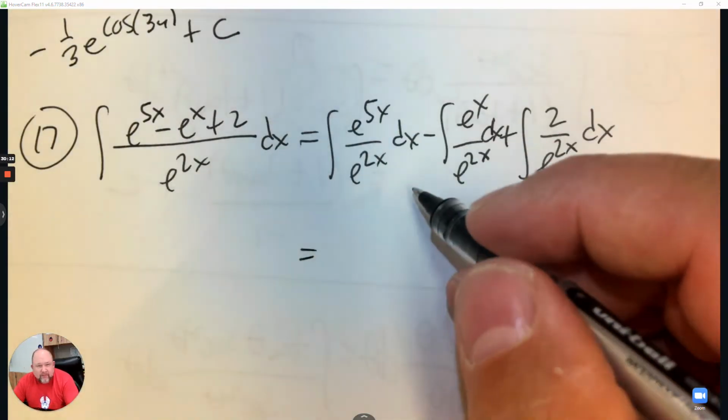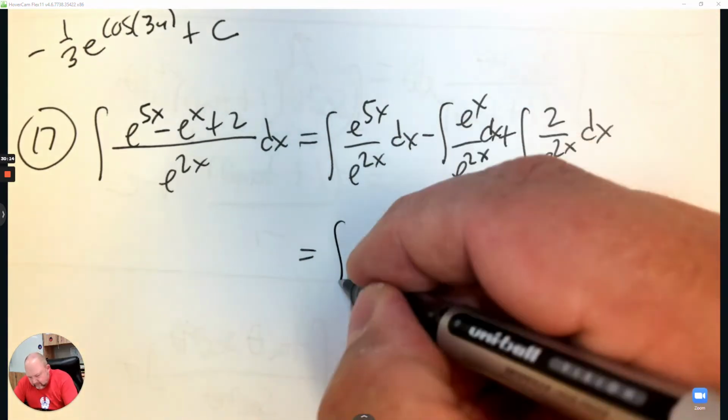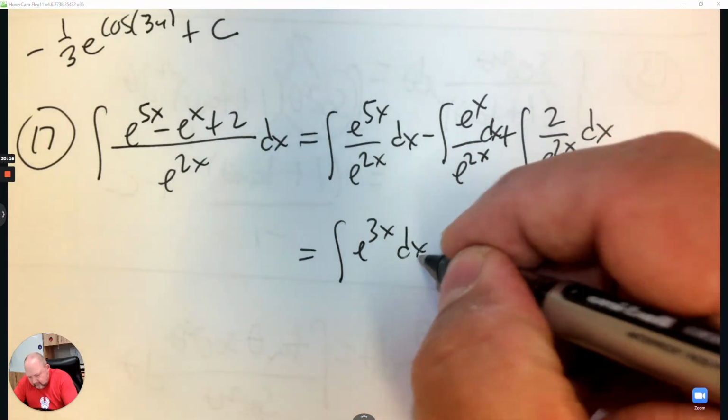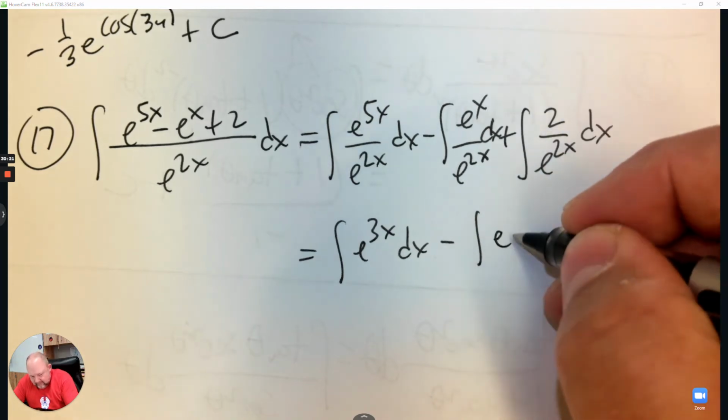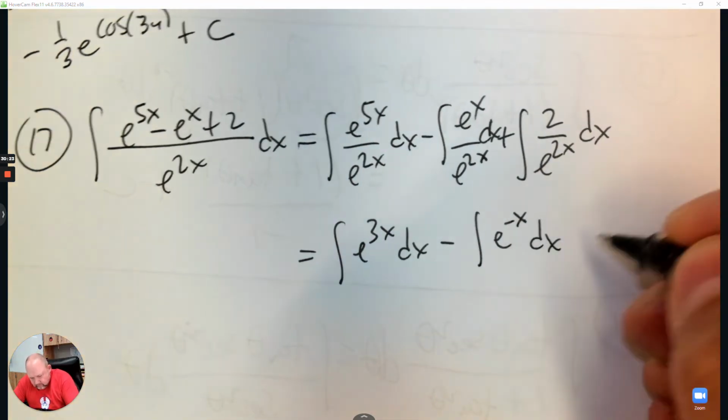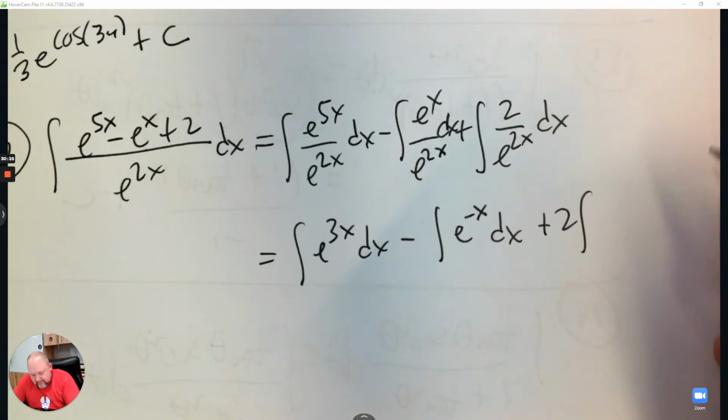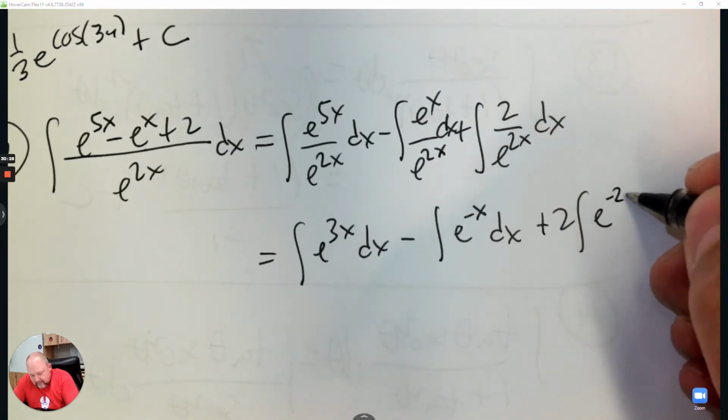So I'm going to clean this up. We're going to subtract the exponents. So that's 3x. We're going to subtract. That's 1 take away 2. That's negative 1x. And then we're just going to write this as negative 2x here.